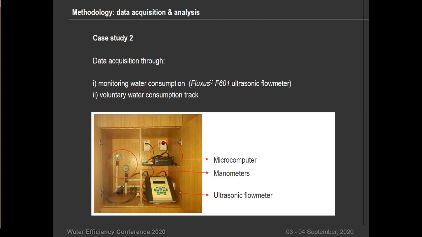In the Portuguese case study, data acquisition was performed in 2 ways. The first one, monitoring water consumption, was performed with the help of an ultrasonic flow meter connected to 2 different sensors, shown here, that measured simultaneously the cold and the hot water consumed in the bathroom. And the second way was through voluntary water consumption tracking, which consisted of the voluntary filling of a questionnaire where the user identified the appliance used and the time of use.